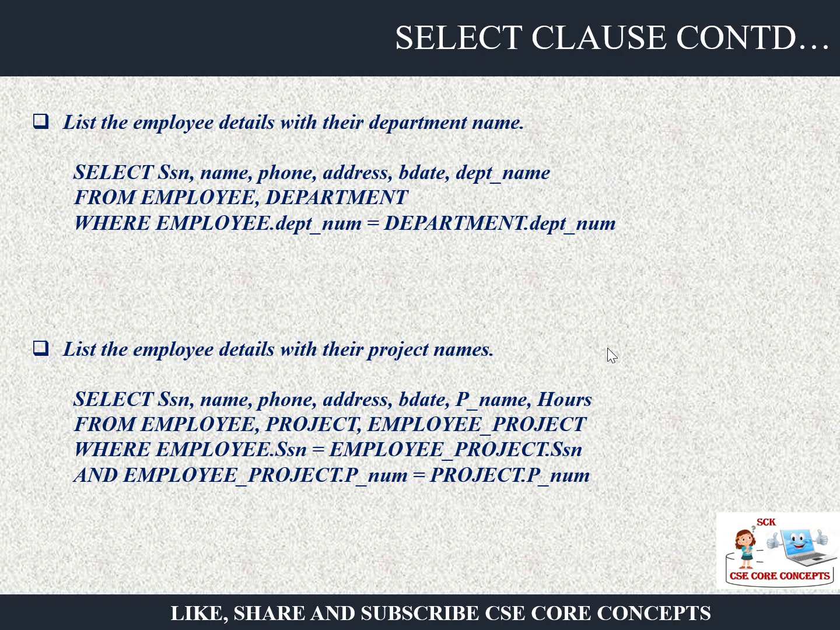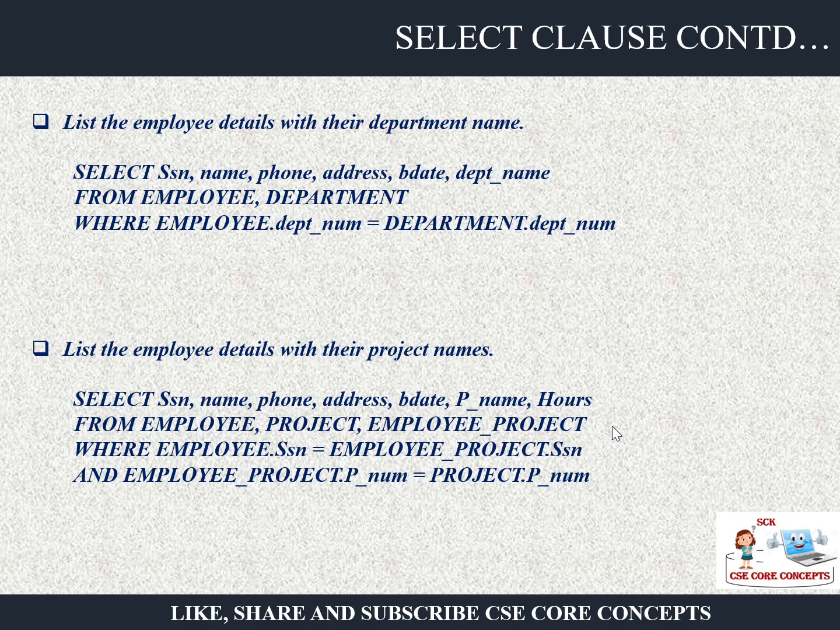So how are you going to write the query is that you want to list all the employee details, that is SSN, name, phone number, address, birth date, and you also want to know the project name and the number of hours he has worked on that project. So here we require three tables, that is employee table, project table and employee_project table.